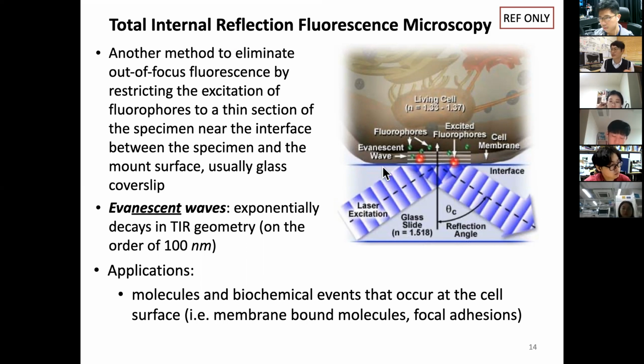And TIR means the incident angle is so high that the light won't get into the sample, but it reflects back. And only some light remaining is present here. We use that light for imaging.